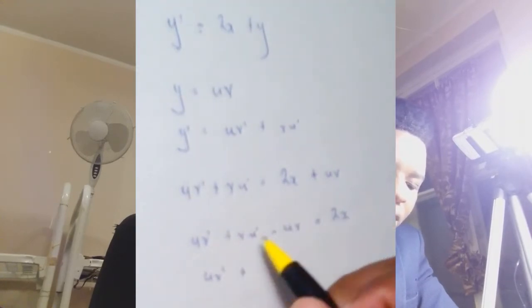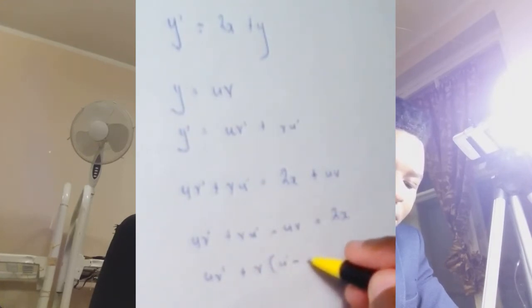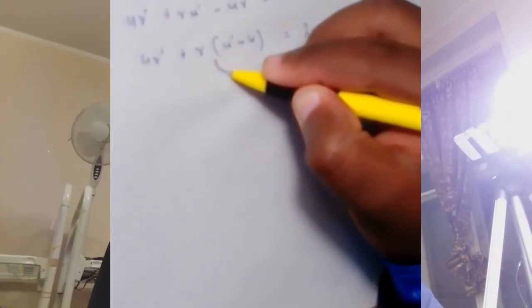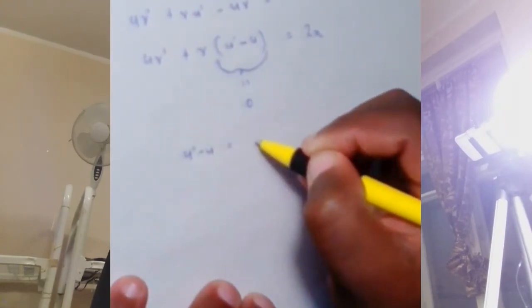At once, let's try to factor out v from this equation. Then we can factor out v, and we're left with u' minus u. The derivative of u minus u is equal to 2x. So once we have this expression, it is easier for us to continue working this problem. It is easier if we imagine this to be equal to 0. So I'll have u' minus u is equal to 0.